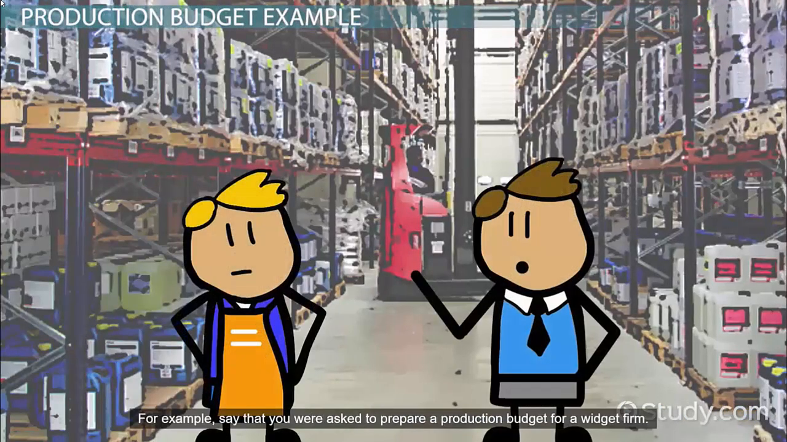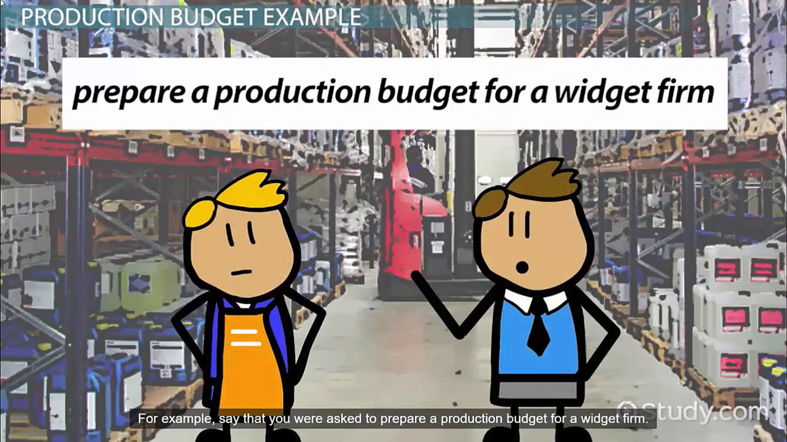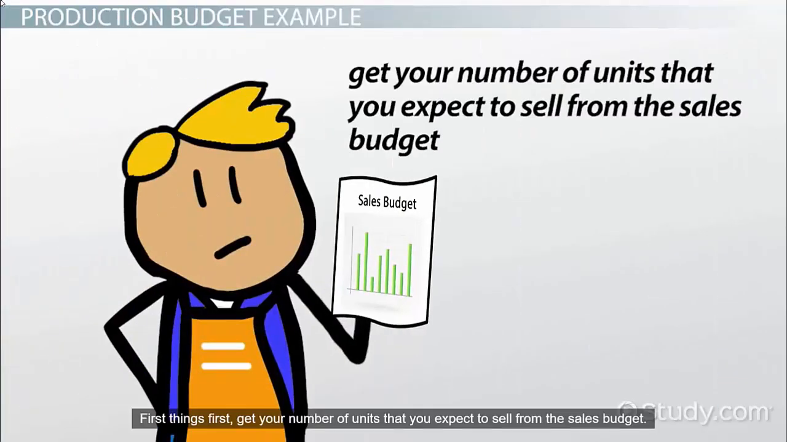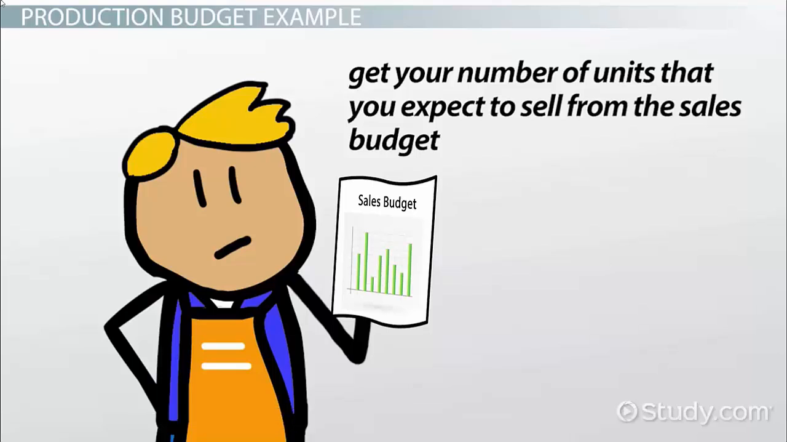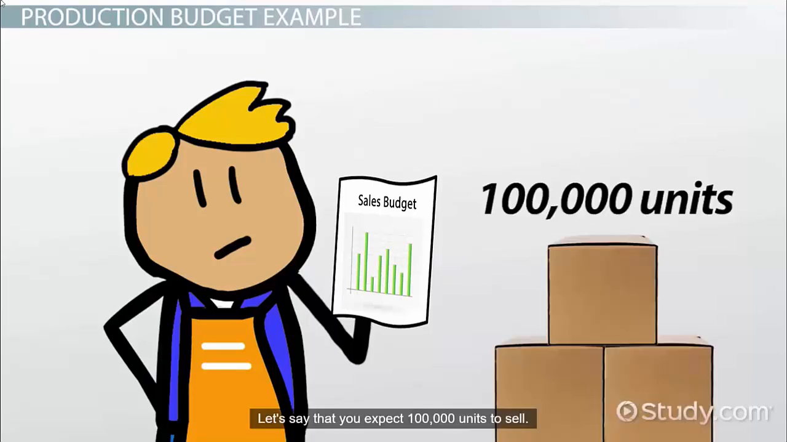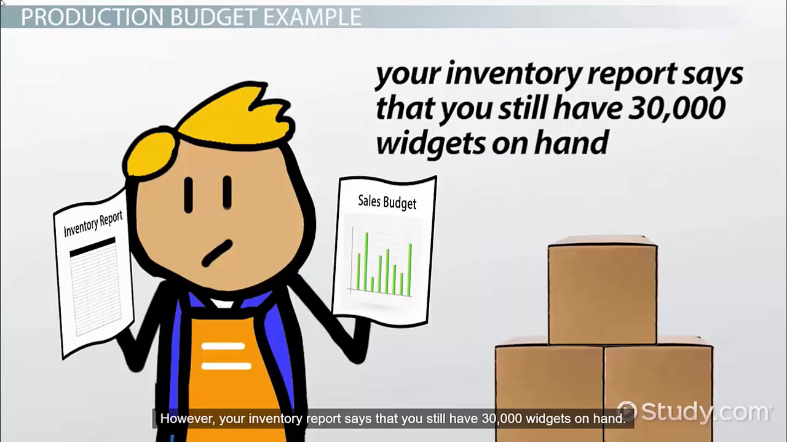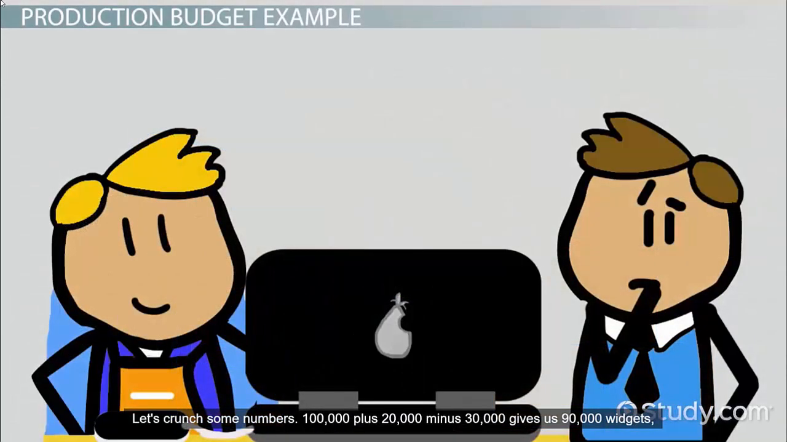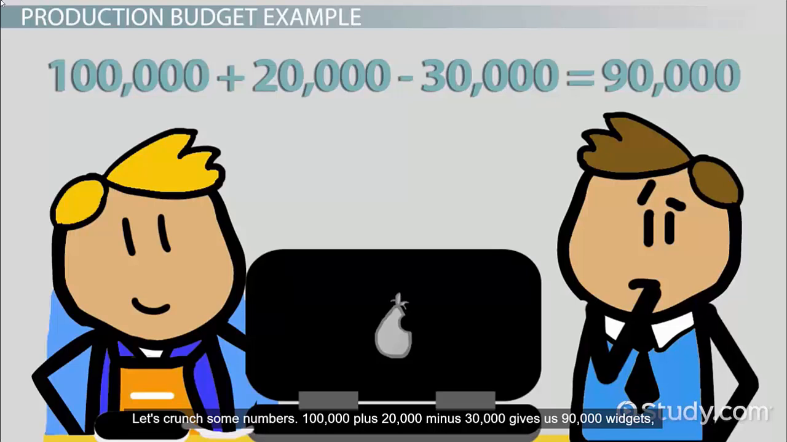For example, say that you were asked to prepare a production budget for a widget firm. First things first, get your number of units that you expect to sell from the sales budget. Let's say that you expect 100,000 units to sell. However, your inventory report says that you still have 30,000 widgets on hand. Also, you are supposed to keep 20,000 widgets in inventory. Let's crunch some numbers. 100,000 plus 20,000 minus 30,000 gives us 90,000 widgets, which is how many you'll need to produce.